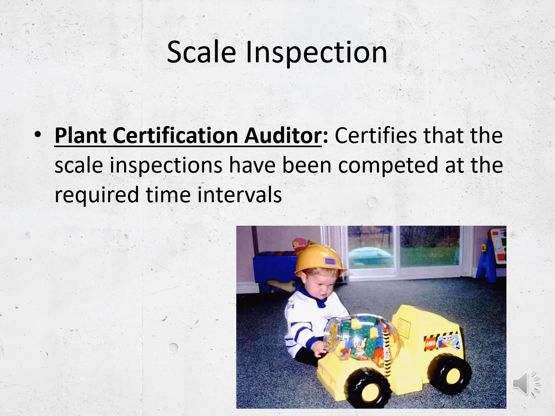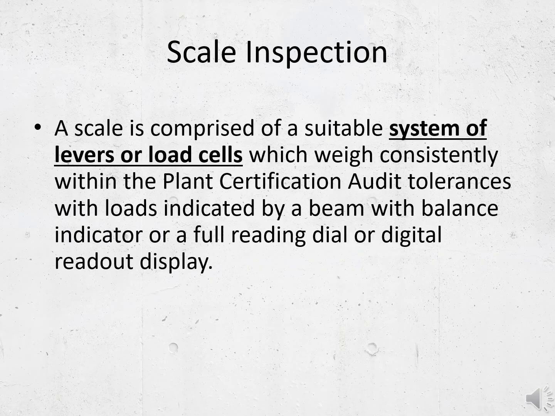The plant certification auditor is required to certify that the scale inspections have been completed on a consistent basis at the required time intervals prescribed in the audit checklist. A scale is comprised of a suitable system of levers or load cells which weigh consistently within the plant certification audit tolerances, with loads indicated by a beam with balance indicator or full reading dial or digital readout display. As mentioned in previous modules of this qualification program, take the time to review batch records for batching accuracy consistency and note any discrepancies that could be associated with scales out of calibration.